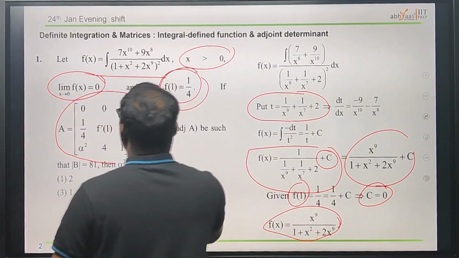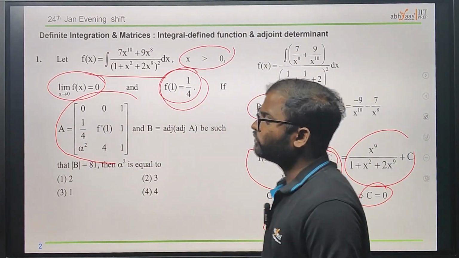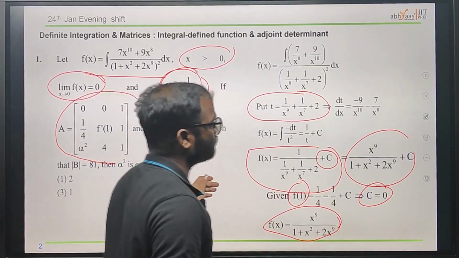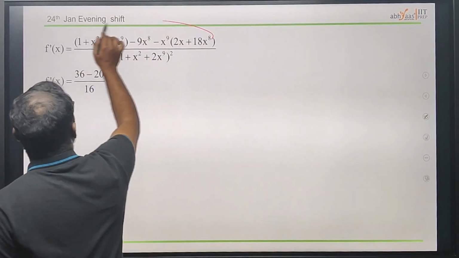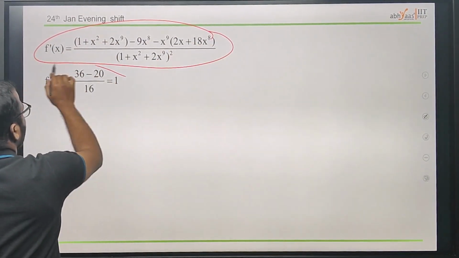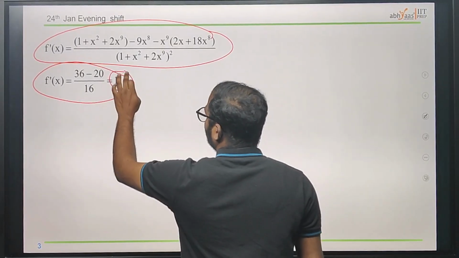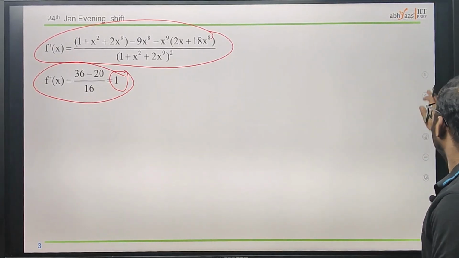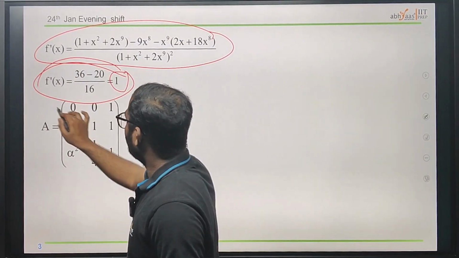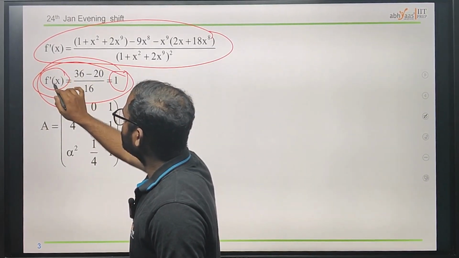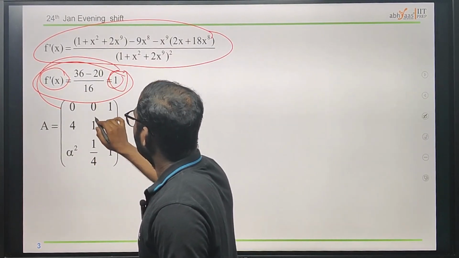Next, we need to check that the limit of f of x as x tends to 0 is equal to 0. Then only will f of x be satisfied. Now just do the differentiation of that. Next you will get f dash of x is equal to 1, so f dash of x is greater than 0. Putting in f dash of 1, we will get 1. I think you got it.